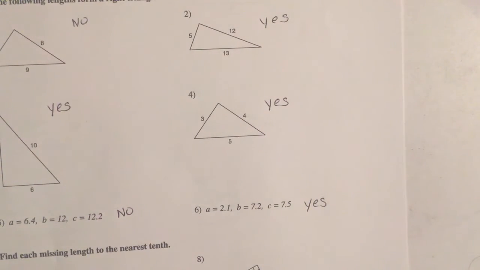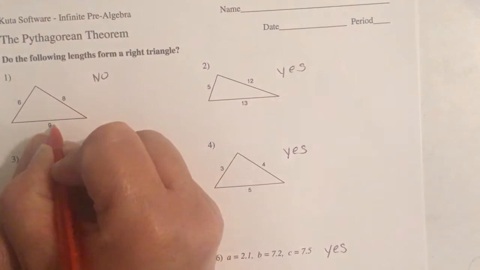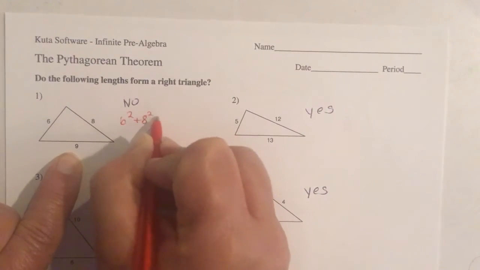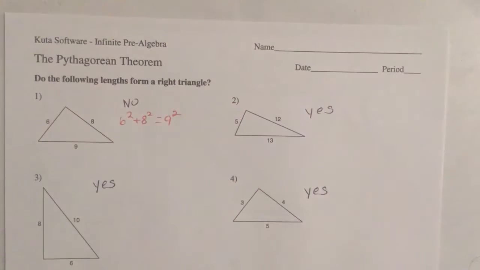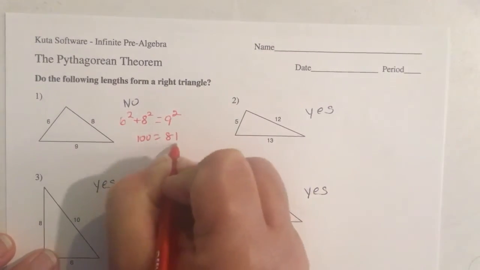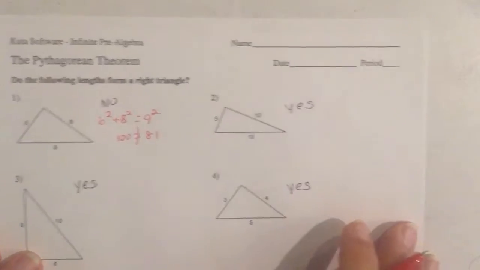Let's do a brief explanation on these answers. For number 1, the longest side is 9. So you must check to see if 6 squared plus 8 squared equals 9 squared. And adding this up in the calculator, 6 squared plus 8 squared is 100. 9 squared is 81, and those are not equal.